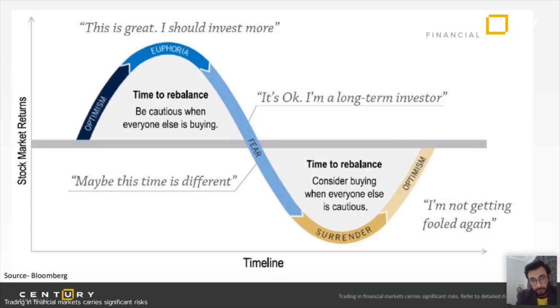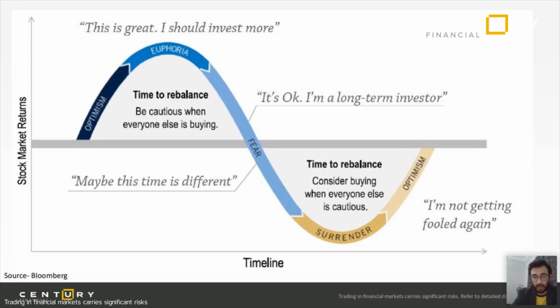Because what happens when the market starts coming down? Now you were feeling really good here, so you invested more. And now when you invested more, the market started coming down. Now you told yourself, okay, you know what, I'm a long-term investor, I don't have to worry about it, right? But when it starts coming down further, now you start panicking. Now you're thinking maybe this time is different. Let's book some losses and wait for it.